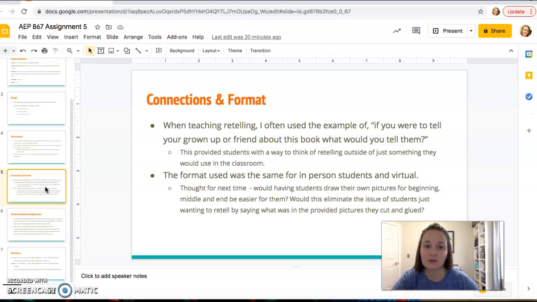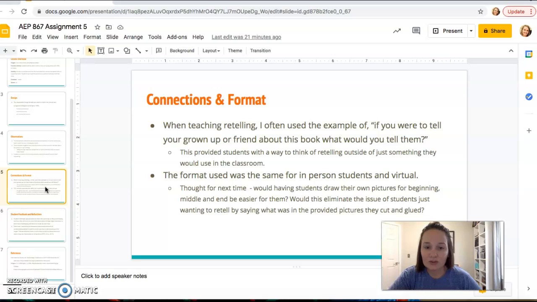The connections and format. When teaching retelling, I often use the example to them. I tell them all the time, like, hey, if you were to tell your grown-up or a friend about this book, what would you tell them happened in it? We don't want to tell them every page, and kind of lead with that, because I think it allows for them to see how this can be used outside of the classroom, and it's not just something they use when they're in school. It's something that they could use many times in the real world.